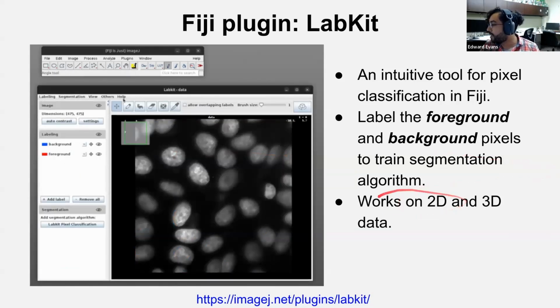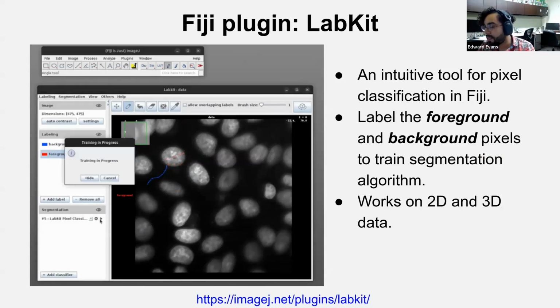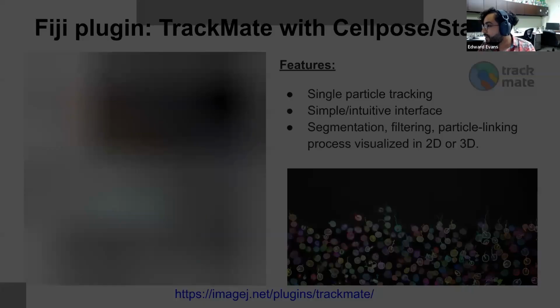And importantly, this works on 2D and 3D data. The Stardist plugin I just showed you before, I believe is only in Fiji 2D. You would have to go to Python land, I believe, to get to 3D functions there.